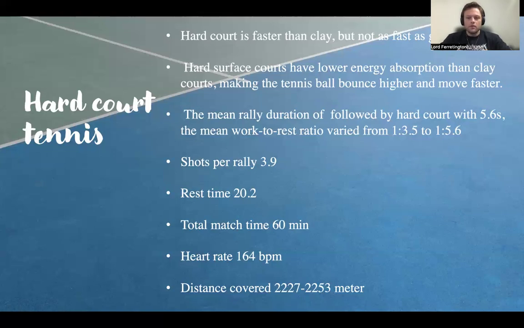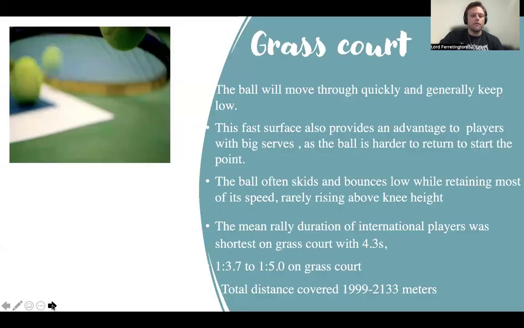The mean rally duration of a hard court is 5.6 seconds. Mean work to rest ratio varies between 1 to 3.5 and 1 to 5.6. Shots per rally is 3.9, rest is 20.2 seconds. Total match time is typically 60 minutes. Heart rate is on average 164 beats per minute. Total distance covers roughly 2,227 to 2,253 meters.